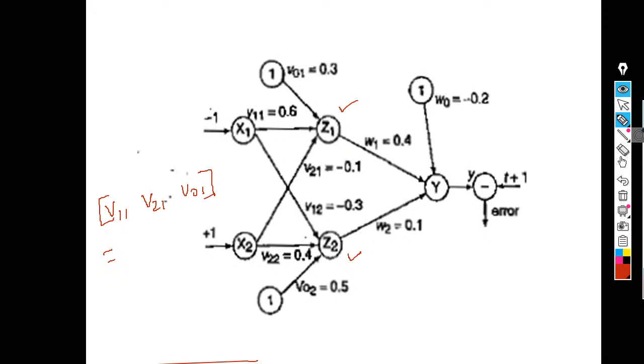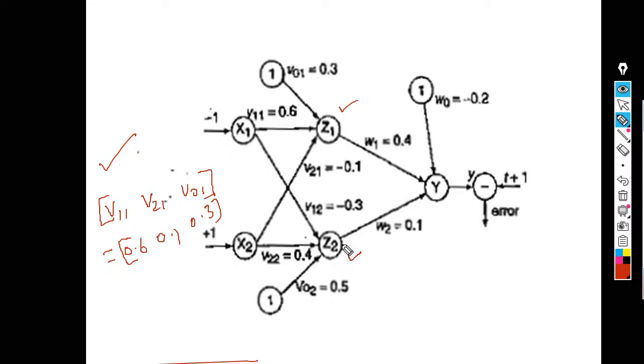So let's say v11 is 0.6, then v01 is 0.3, v21 is 0.1. So this is one input set.